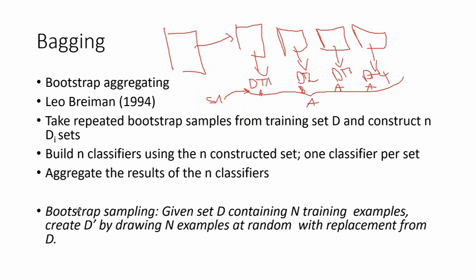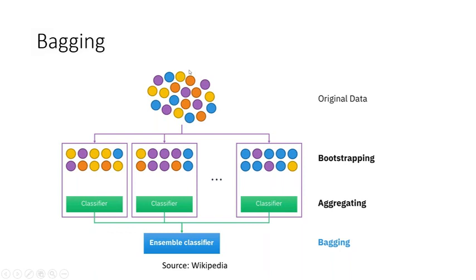So this is the definition of bootstrap sampling. Given a set D containing N training examples, create D star by drawing N examples at random with replacement from D. This is what we were explaining, what we call bootstrapping. This is what I was drawing. So we have original data. Say these are the classes of this data. So we create and derive data sets, and we build the classifier per data set. And then we ensemble the classifiers. We aggregate them. So there is a lot of randomness inside these classifiers because these data sets are selected randomly.